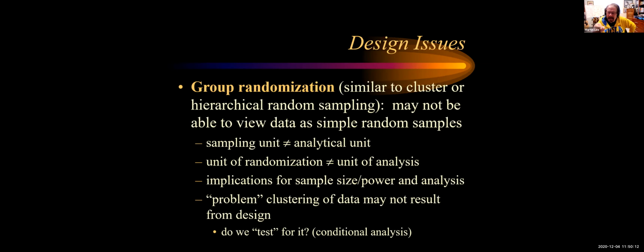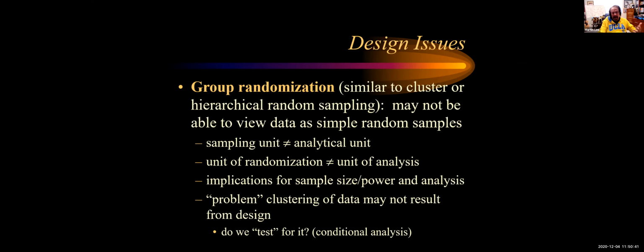That's very important, because we're measuring things at the individual. For example, in the smoking cessation study, we're measuring whether the individual quit smoking at 1 year. But that data is not a simple random set of data, because the sampling unit is not the same as the analytical unit. The unit of randomization is not the unit of analysis, and that has implications for sample sizes. We'll see in a minute.